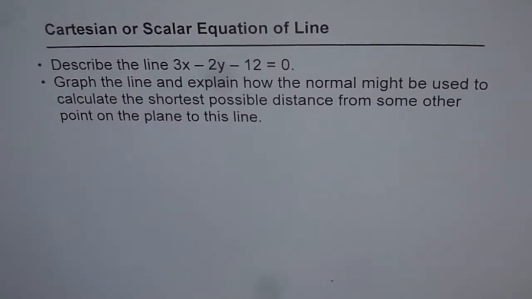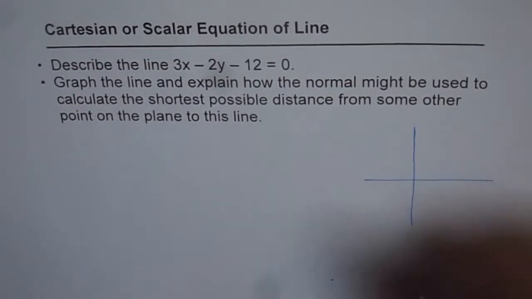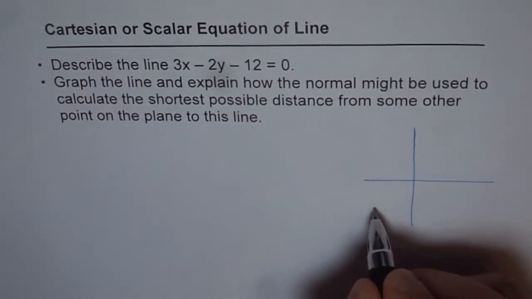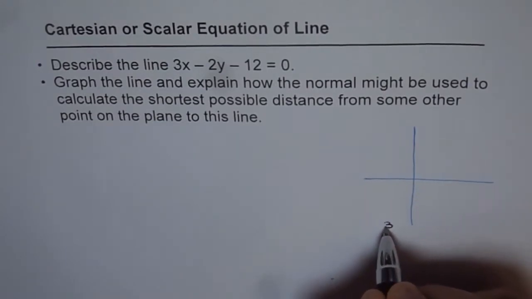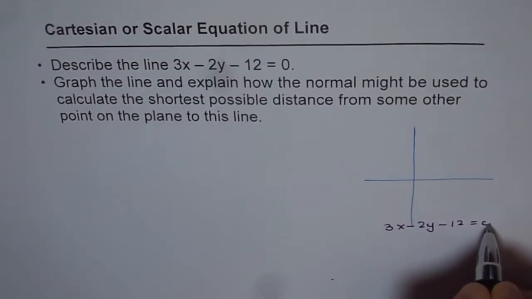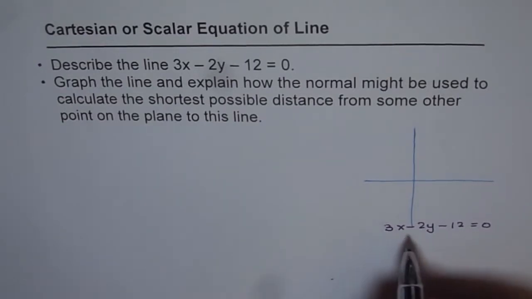Okay, let's first see how to draw this line and then we will describe it also. So let me draw a 2D or Cartesian plane here. We have an equation given to us as 3x minus 2y minus 12 equals 0. Now, this equation is in Cartesian form and it helps to find x and y intercepts very easily. And with that, we can actually draw the line. So what is the y-intercept and what is the x-intercept?